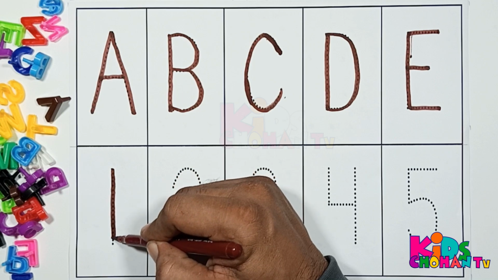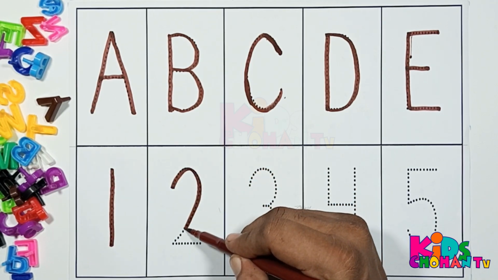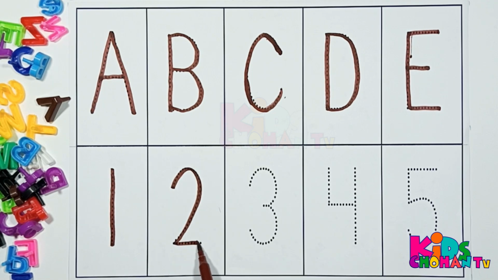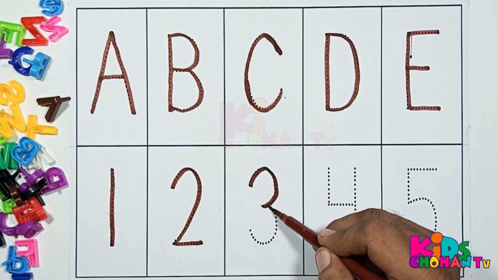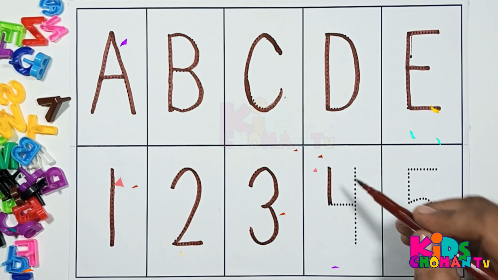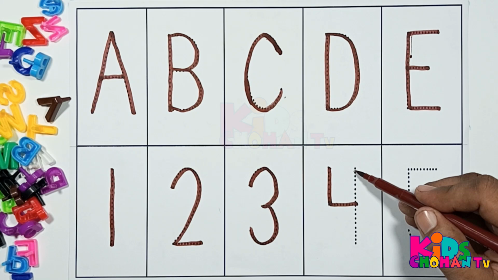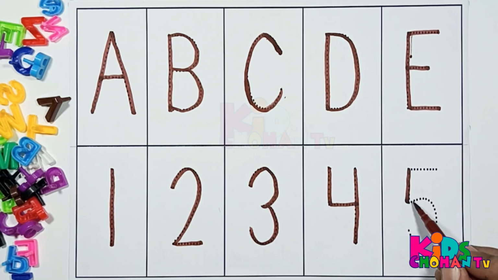1, O-N-E, 1. Number 2, T-W-O, 2. Number 3, T-H-R-E-E, 3. Number 4, F-O-U-R, 4. Number 5, F-I-V-E, 5.